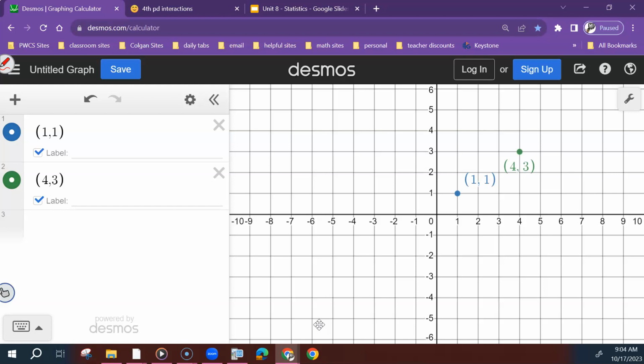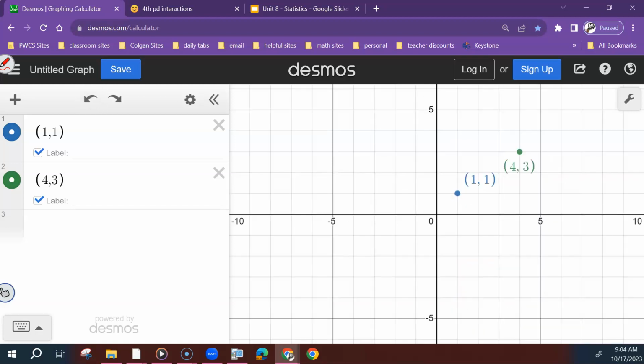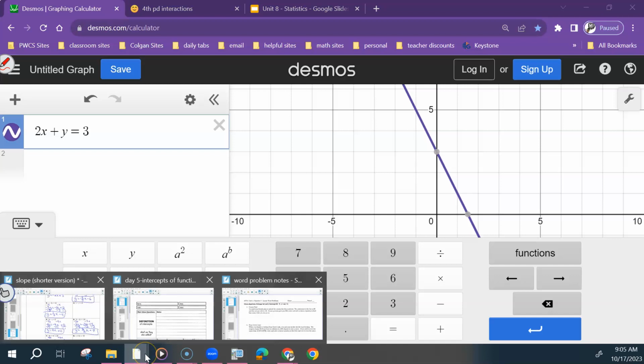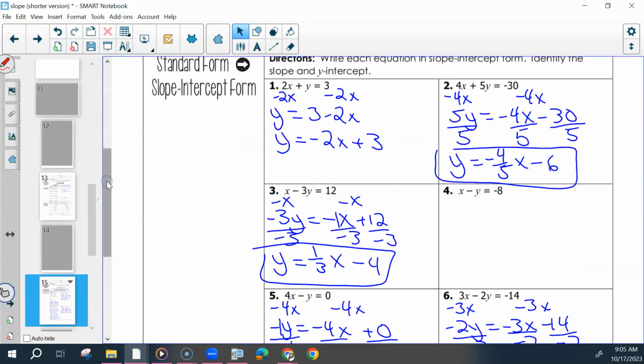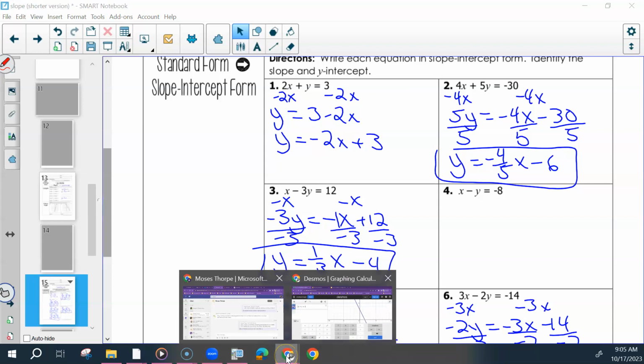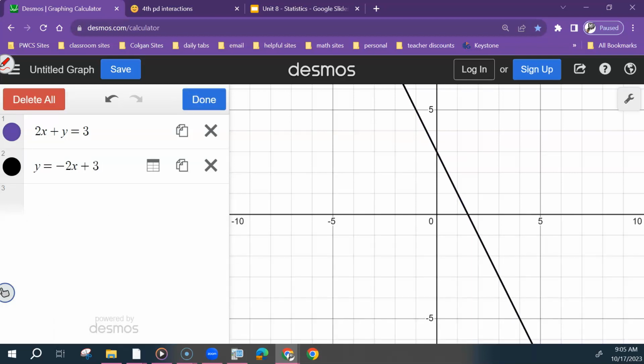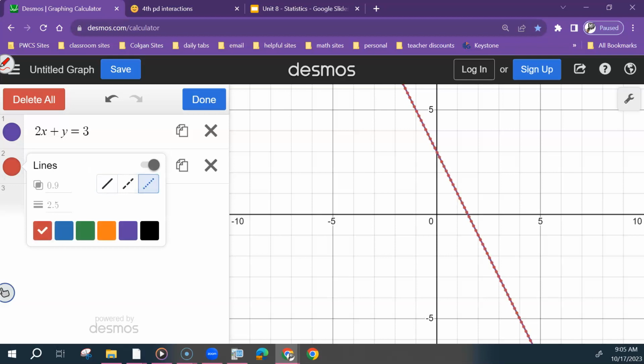Something else you can do in Desmos, especially for the converting when you're practicing, is if you put in one of yours, like the original, so I'm going to put in the first one, 2x plus y equals 3. And I'm going to put in what we got, which was y equals negative 2x plus 3. You didn't see it because it happened fast. But if I go in and I change this, you can see that they're overlapping.